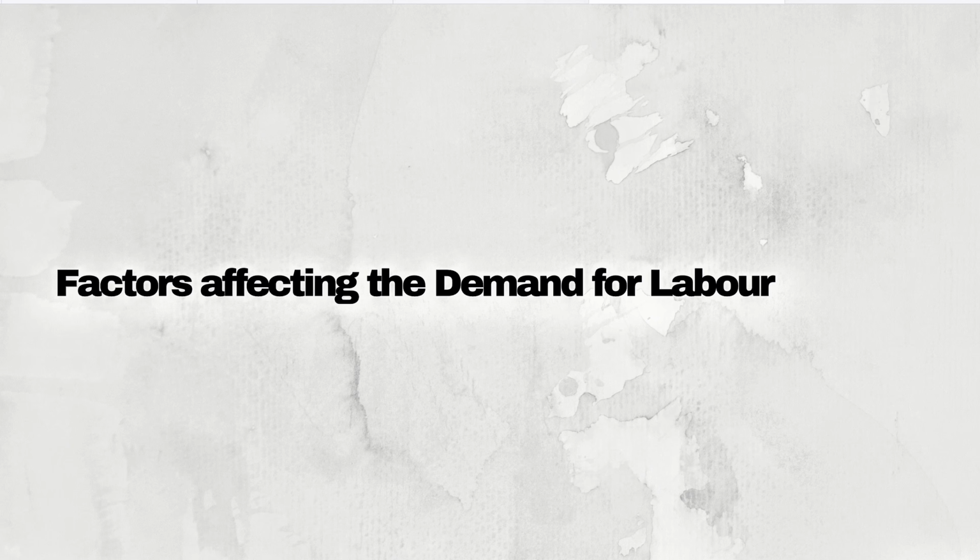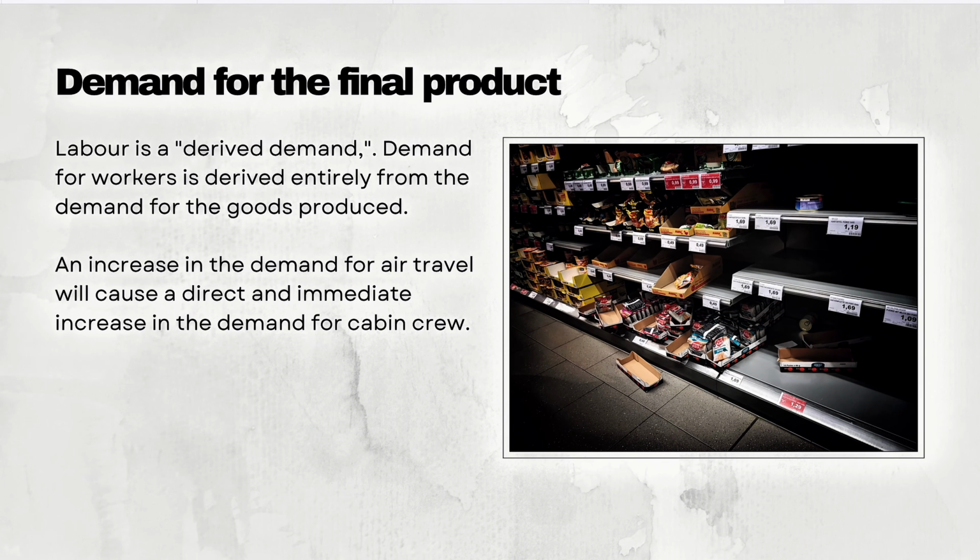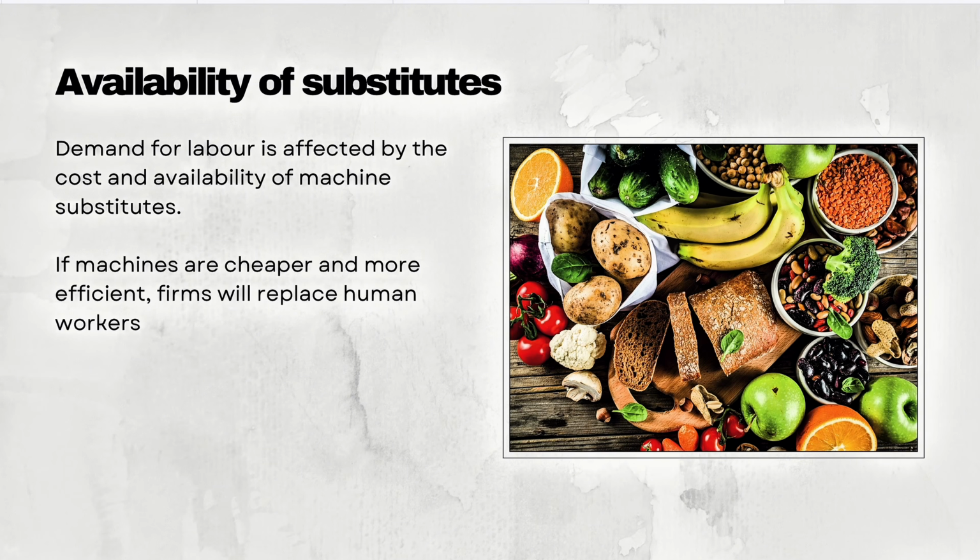Factors affecting the demand for labour. The first factor is the demand for the final product. This is because it is derived demand, so the demand for workers is derived entirely from the demand for the goods and services provided. For example, an increase in the demand for air travel will directly cause an increase in the demand for cabin crew and pilots.